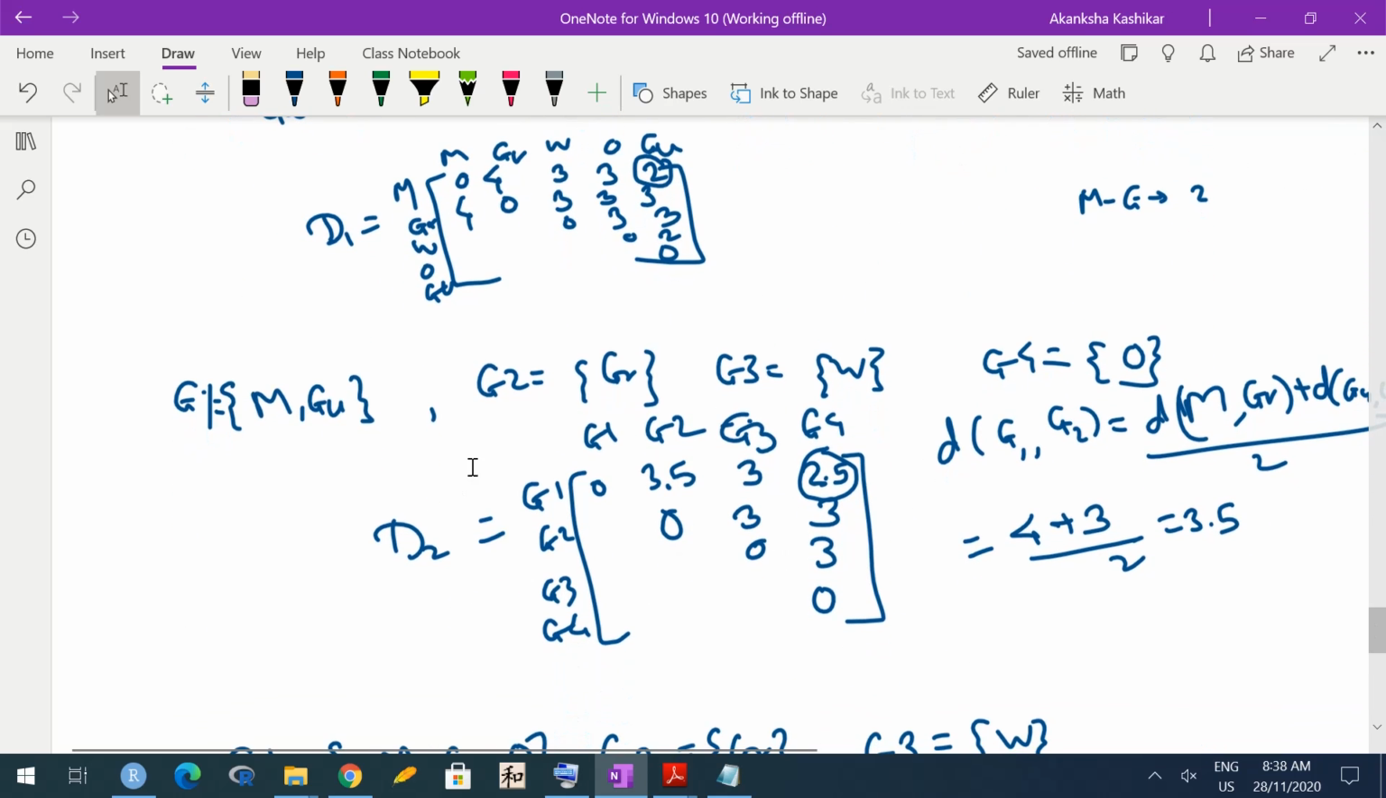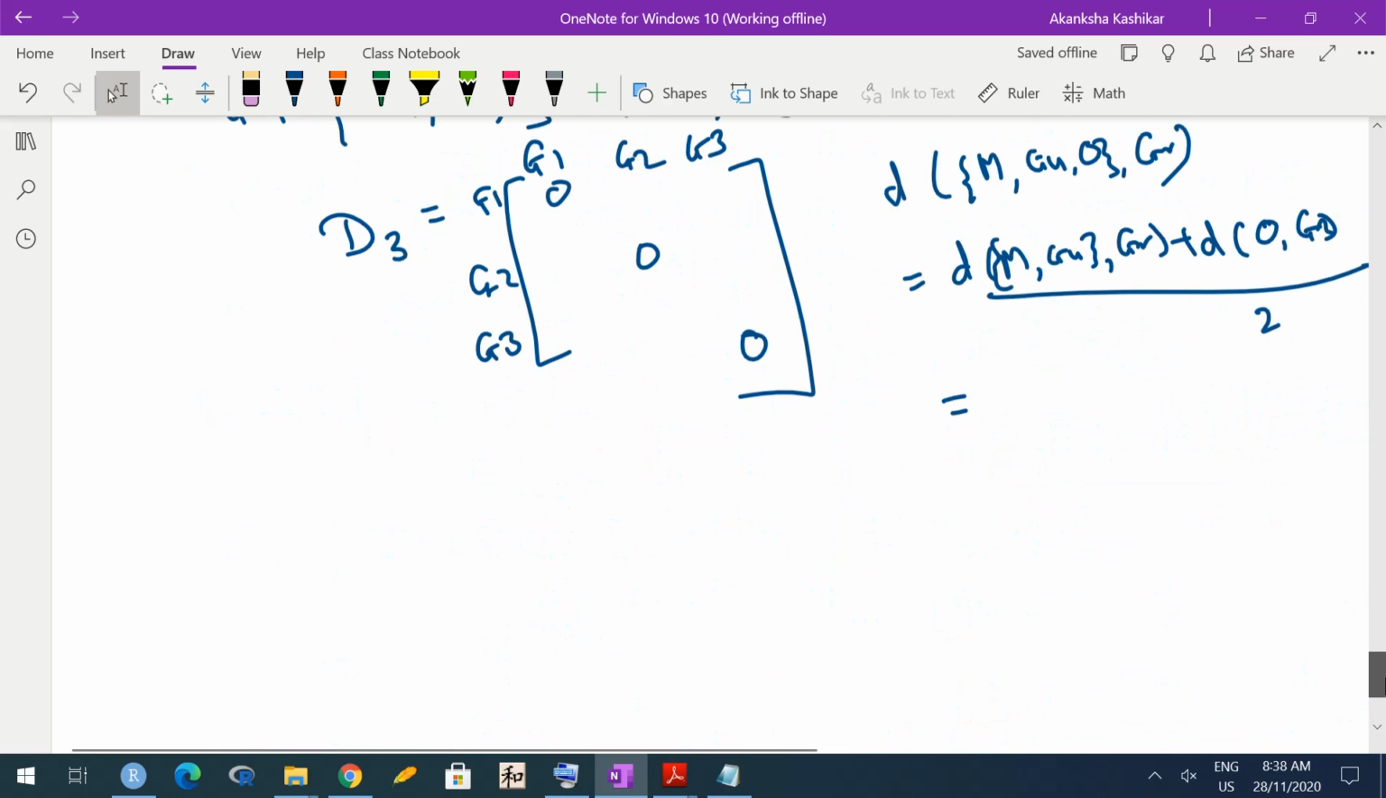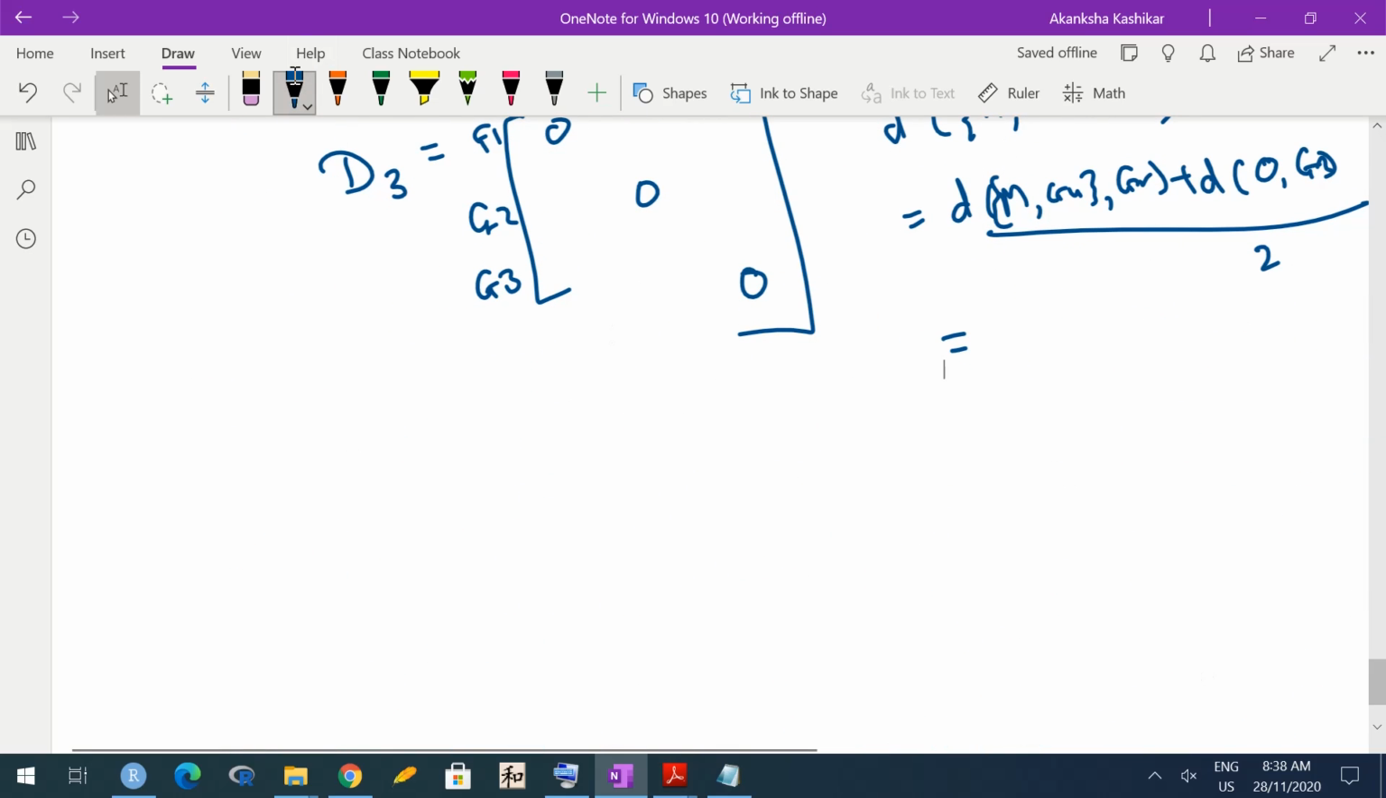So it is G1, G2. So that is 3.5. And then orange to grape: orange was G4, so orange to grape is 3. So it would be the average of 3.5 and 3. So it is 3.5 plus 3 by 2. So basically this is 3.25.